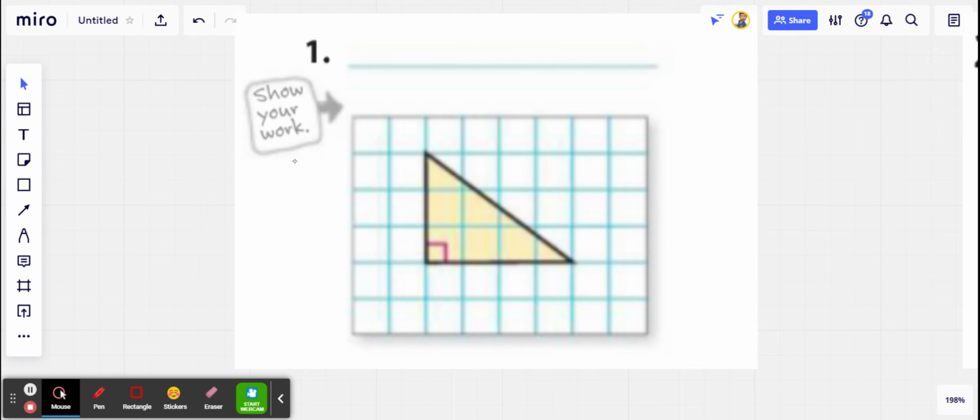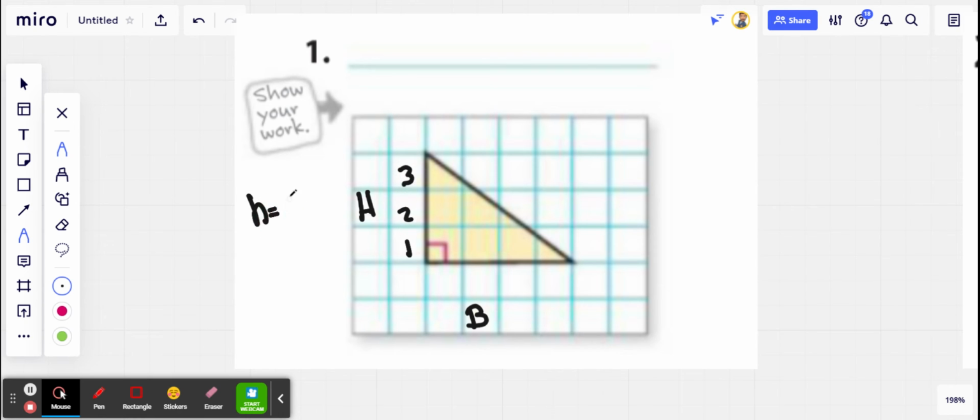Okay, so here's an example. They don't give us any numbers, but they tell us to find the area of this triangle. So let's do it. Let's count how many our height is. This is our height here, and then our base is here. Okay, so the height is 1, 2, 3. So height equals 3, and our base is 1, 2, 3, 4. So base equals 4.